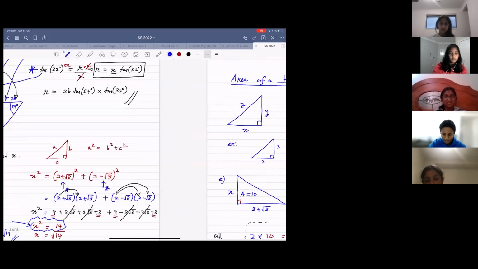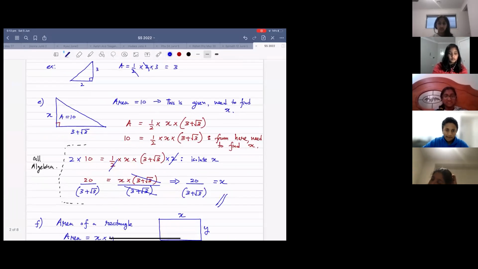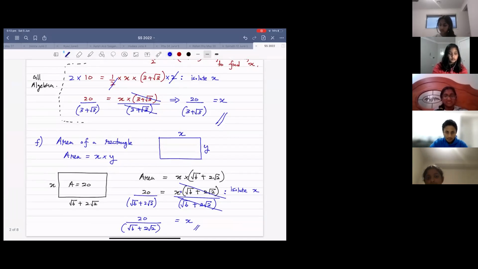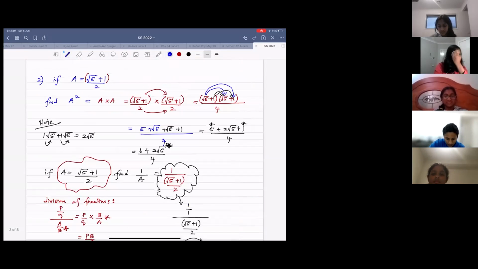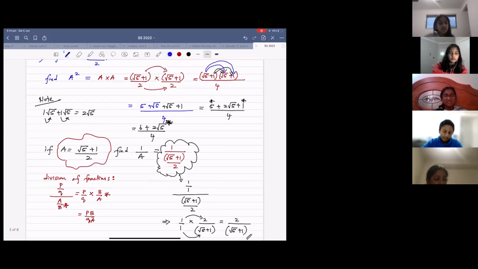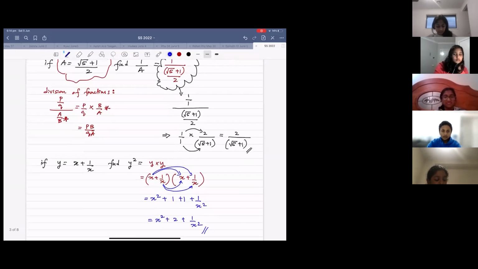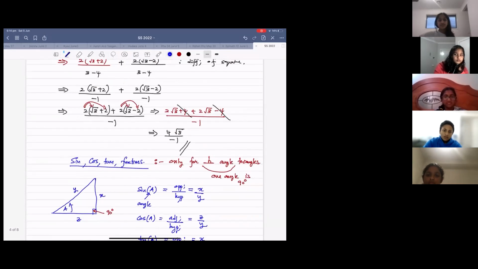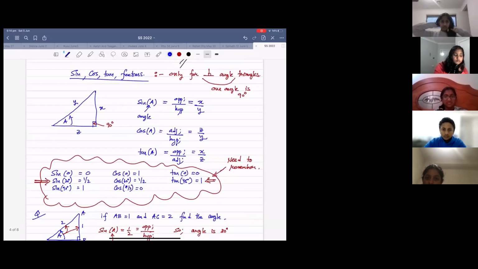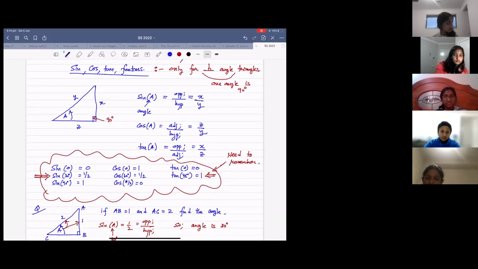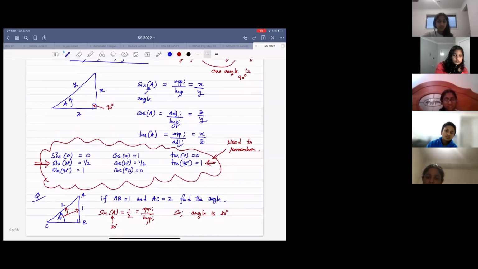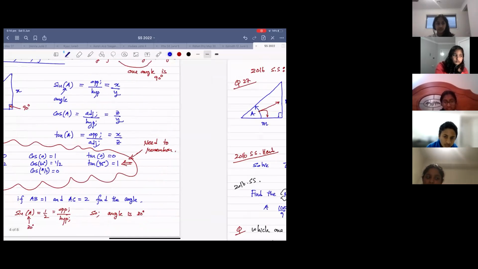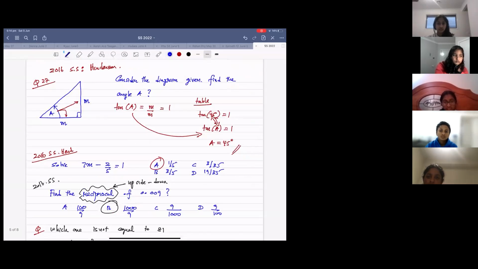And then area of a triangle, we discussed. Area of a rectangle, we discussed. We did a couple of questions. And then these kind of questions, third questions we did, right? Again, third question, simplification questions. Then we brushed up sine, cosine functions again, right? And then I gave you a sine, cosine table. You had to remember those. And then I gave you a few questions on that, right? And then we discussed a few questions from the past papers.